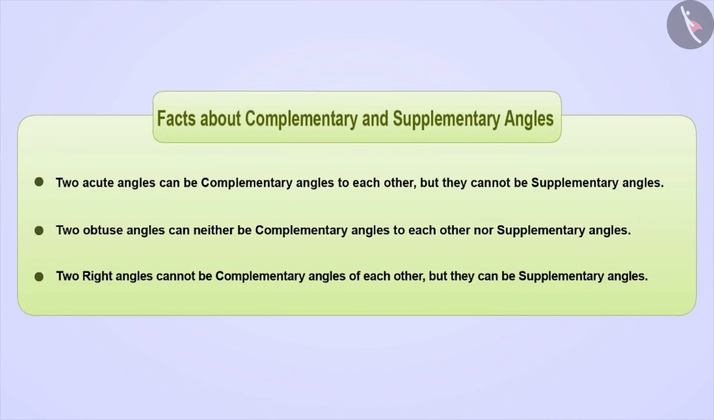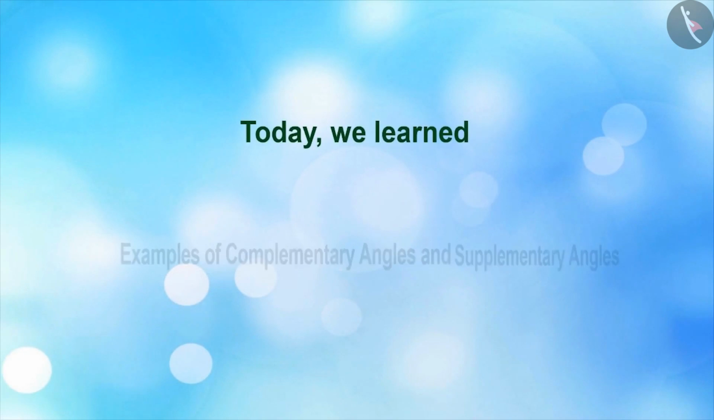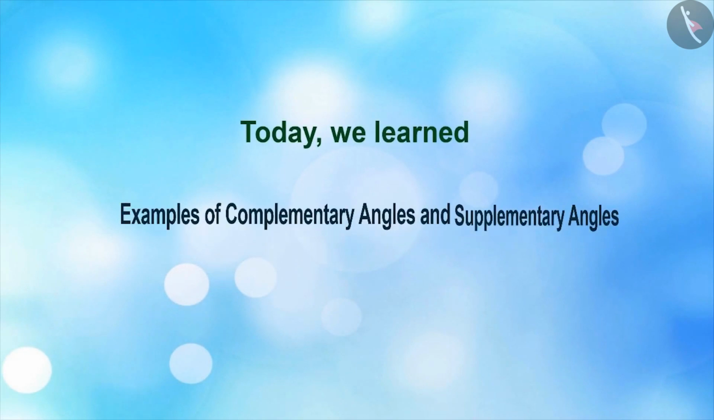By identifying the correct and incorrect statements, you would now know that two acute angles can be complementary angles of each other, but they cannot be supplementary angles of each other. Two obtuse angles can neither be complementary angles nor supplementary angles of each other. And two right angles cannot be complementary angles of each other, but they can be supplementary angles. So today, we have seen examples of complementary angles and supplementary angles.